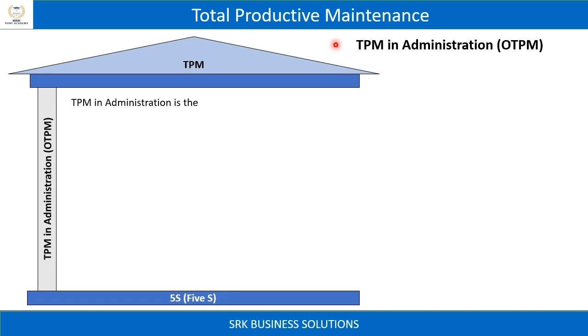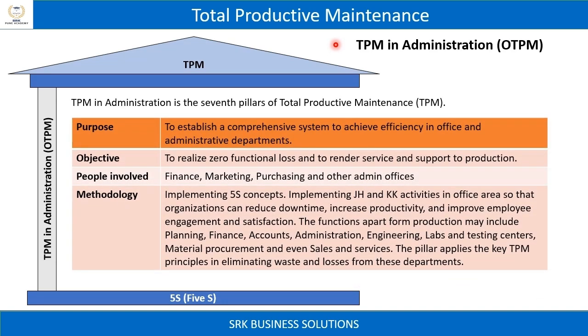Now the seventh pillar of TPM is TPM in administration, that is the OTPM pillar. The purpose of the OTPM pillar is to establish a comprehensive system to achieve efficiency in office and administrative departments. The objective of the pillar is to realize zero functional loss and to render service and support to production. People involved in this pillar are finance, marketing, purchasing, and other admin offices.